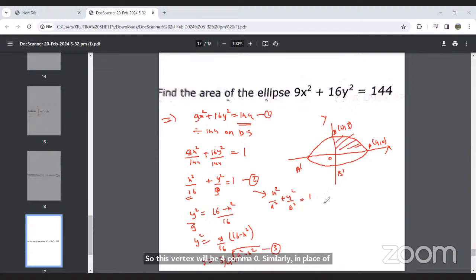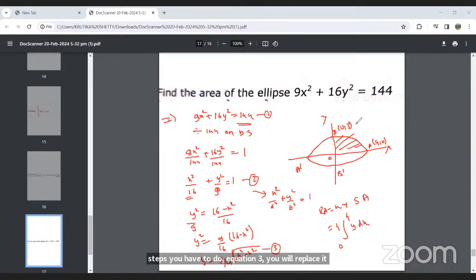Okay, so the required area will be again 4 times the shaded area, or 4 times the integral from 0 to 4. In the previous case, the coordinates of A were (a, 0), but here the coordinates of A are (4, 0). So the integral from 0 to 4 of y dx. Okay, so further you have to do the same steps. Equation 3 you will replace in place of y, and then simplify.